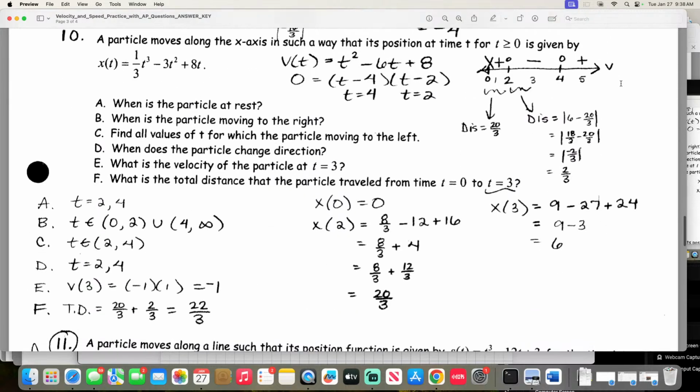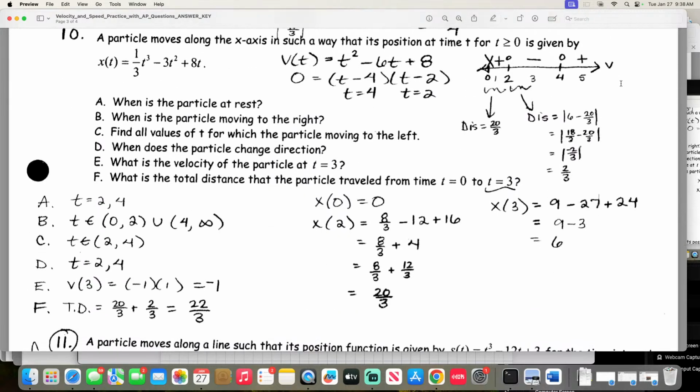Here's the answer for the other one. F is really hard. F is 22 over 3. I don't know if anybody got 22 over 3. Yes. Huh? Miranda, you gotta say it louder. I cannot hear you. Oh, we got 22 over 3. Okay, nice, nice.